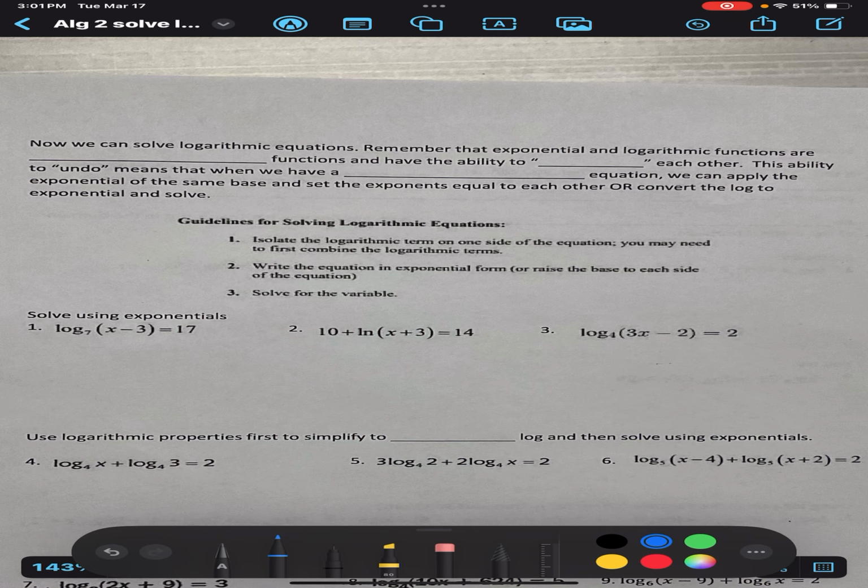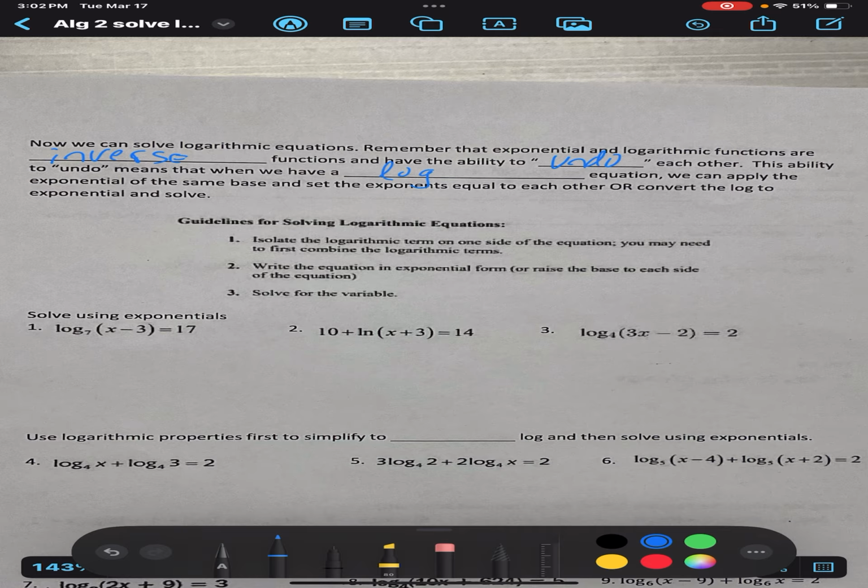Okay. It says we can solve logarithmic equations. Remember that exponential and logarithmic functions are inverse functions. And inverses have the ability to undo each other. This ability to undo means that with a logarithmic equation, we can apply the exponent of the same base to both sides, or convert the log to exponential and solve.